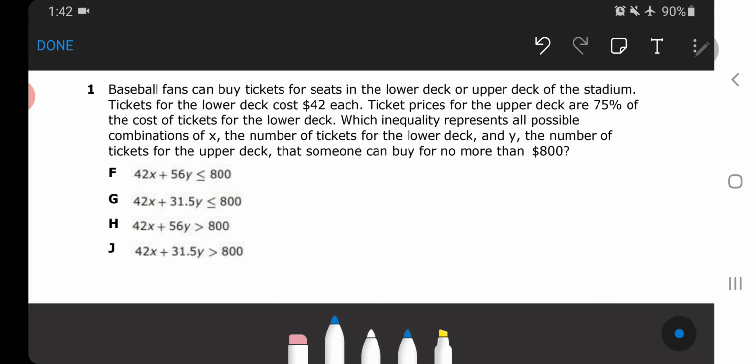Well, first and foremost, I'm going to find out what the ticket price for the upper deck is. That is 75%. So to find that, we'll take $42 times 0.75, and we get $31.50.